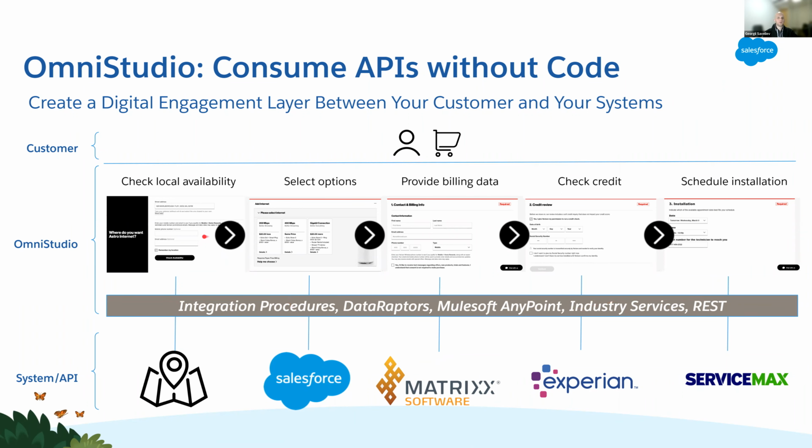And then as we go through this guided flow, we need to interact with a bunch of other systems. We'll have a system to check the availability. We'll actually show the pricing and stuff from Communications Cloud CPQ, which sits in Salesforce. We'll check billing. We'll create the customer's billing profile in Matrix. We'll check the customer's credit in Experian, and we'll schedule a field technician from ServiceMax. So here we're walking the user through a process, and in that process, interacting with quite a few systems.